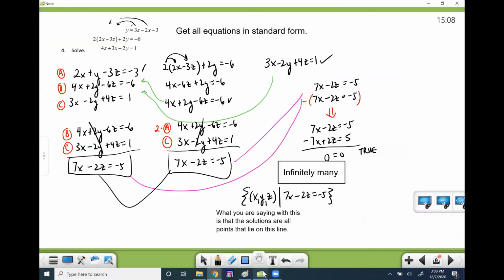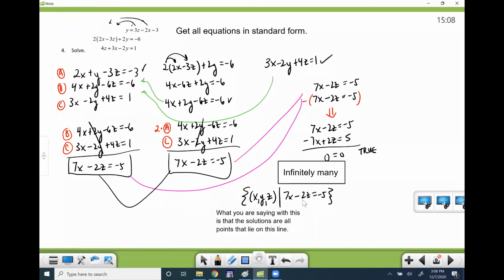So this is better. Like, why can't I just get away with infinitely many? Well, you haven't described to people where the solutions are. When you write this down, you're saying, yeah, okay, it's infinitely many, but let me tell you a little bit more about them, okay? It's going to be all the points that lie on this line.